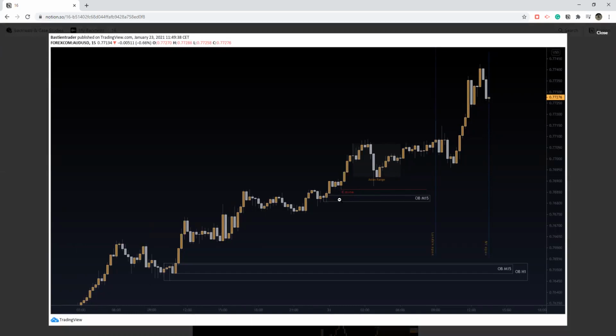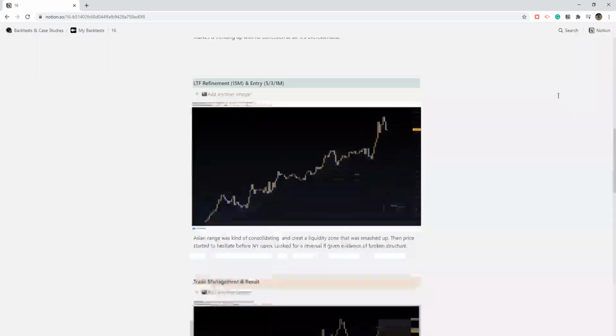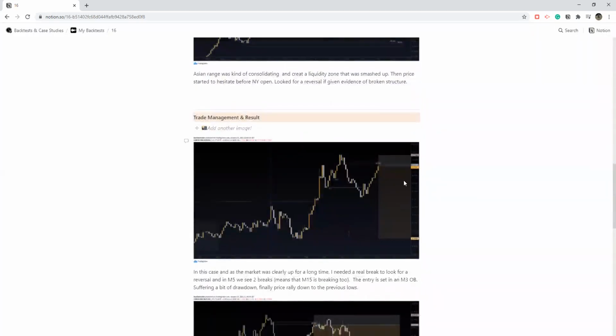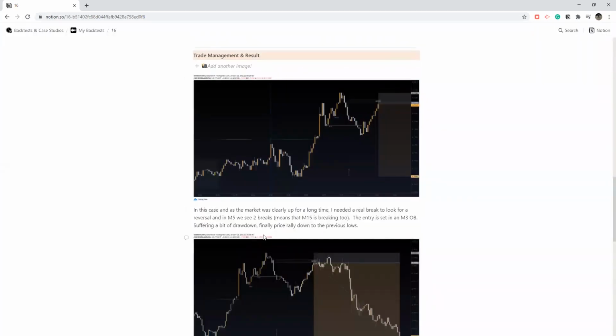I like this setup, this OB. So if it actually spiked into this OB, there could be a long, but then it exploded to the upside. So are you looking for a retracement right now? Yes. In this case, as the market was clearly up.